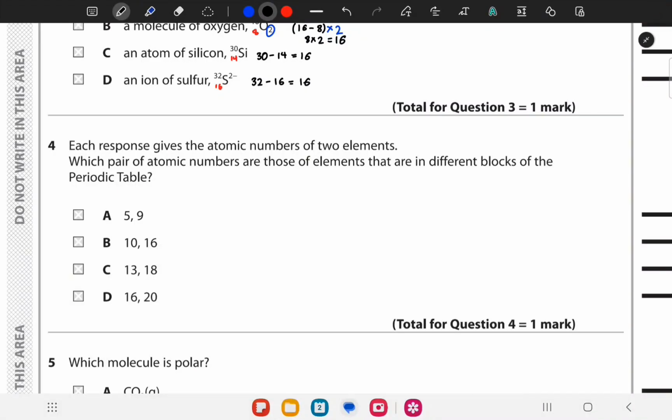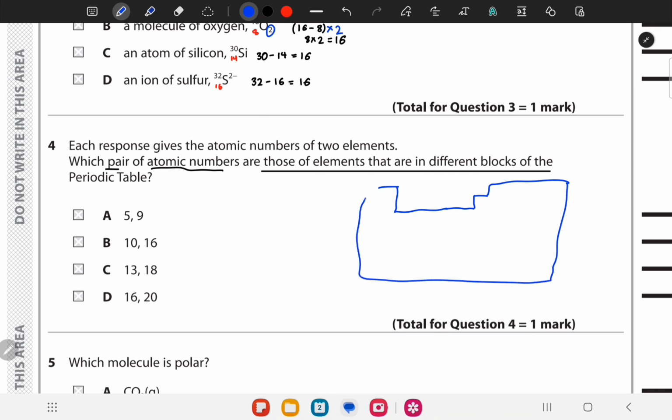Now on to question 4. We are given that each pair of values are the atomic numbers of elements. We have to find which pair of atomic numbers are those of elements that are in different blocks. So the periodic table has 3 blocks. So the first 2 groups are S block. So group 1 and group 2. This is the S block. This over here, so group 3 to 8, these are the P block elements.